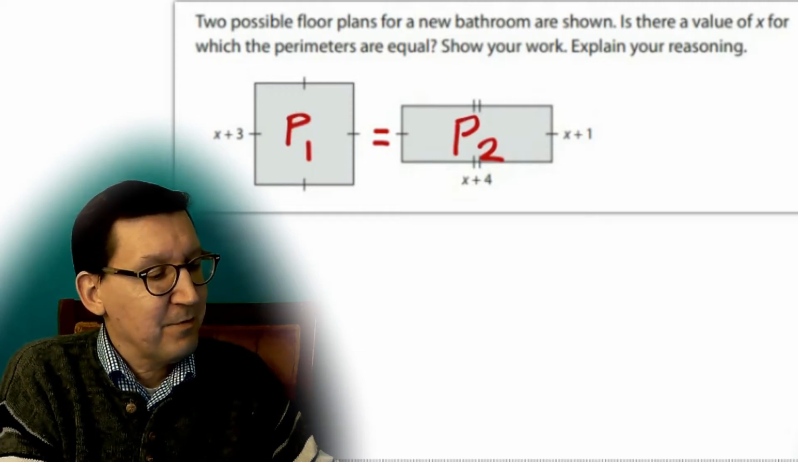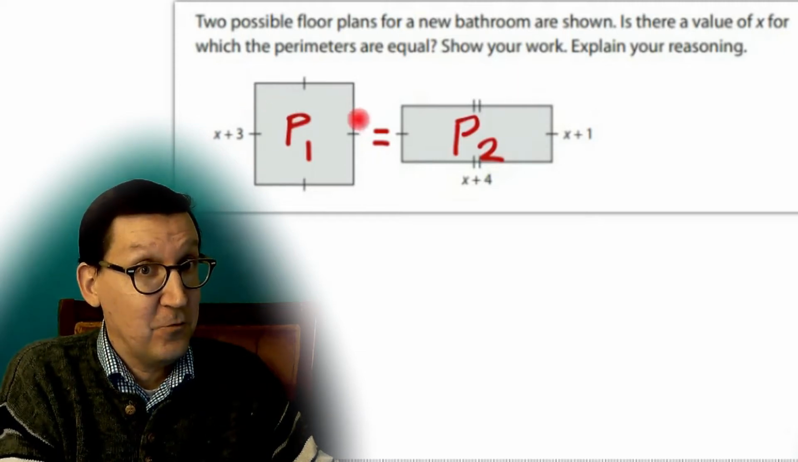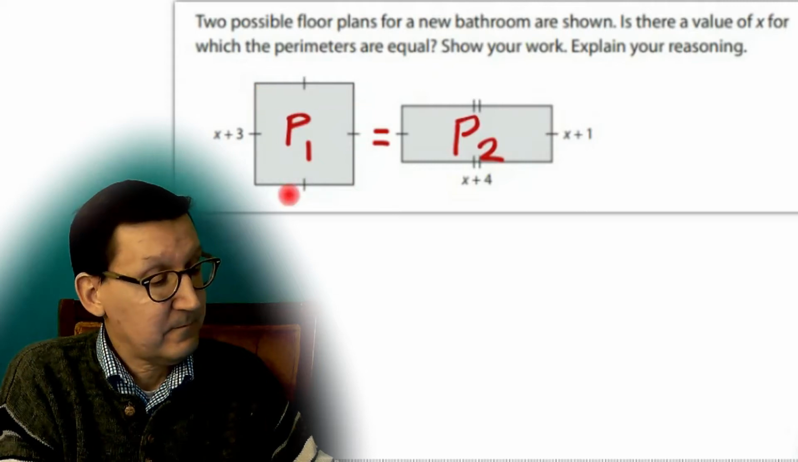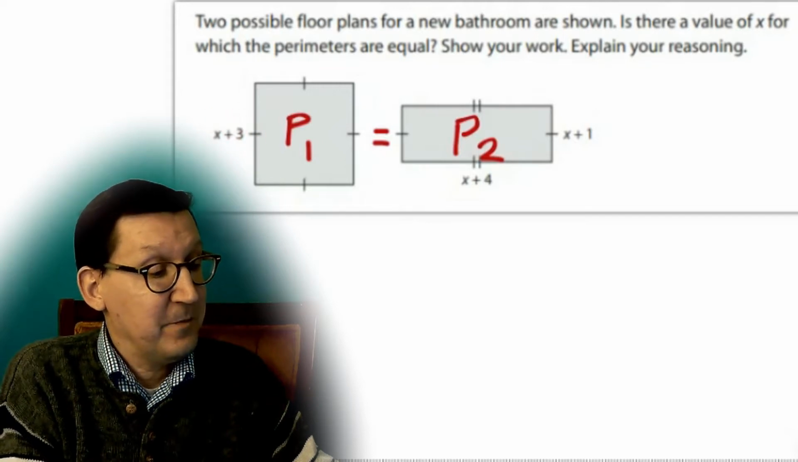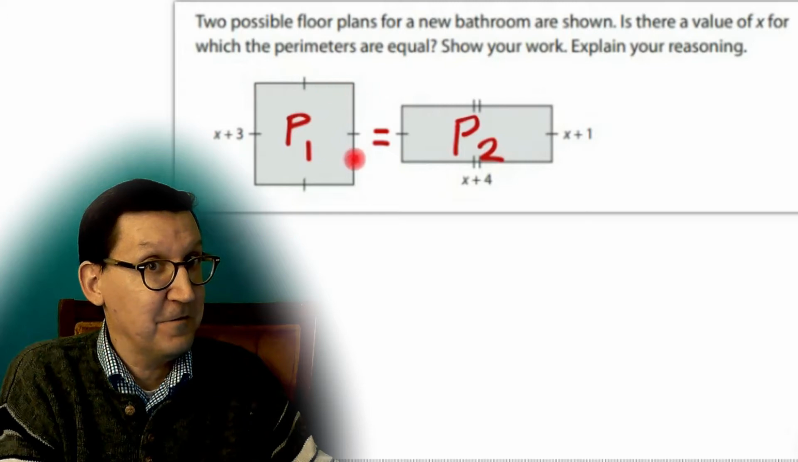If we're looking for the perimeter of the first one, we know that that's all 4 sides added together. And we know that this first side is x plus 3. So if we do x plus 3 four times, that gives us the perimeter of the first one.